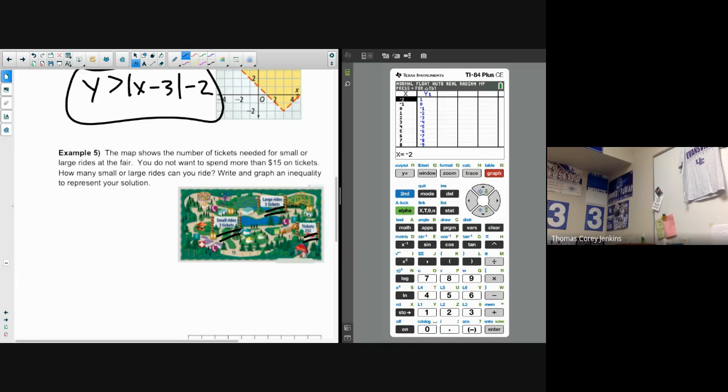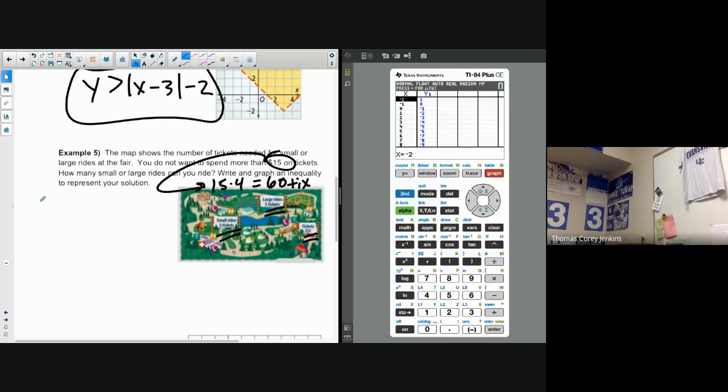So a combination type problem. So remember, we are thinking in terms of quarters here, not dollars. So $15 times 4 quarters per dollar tells me that that's going to buy me 60 tickets. 60 tickets. Okay, split up between large and small rides. Okay, so we will just say you just got to pick one.